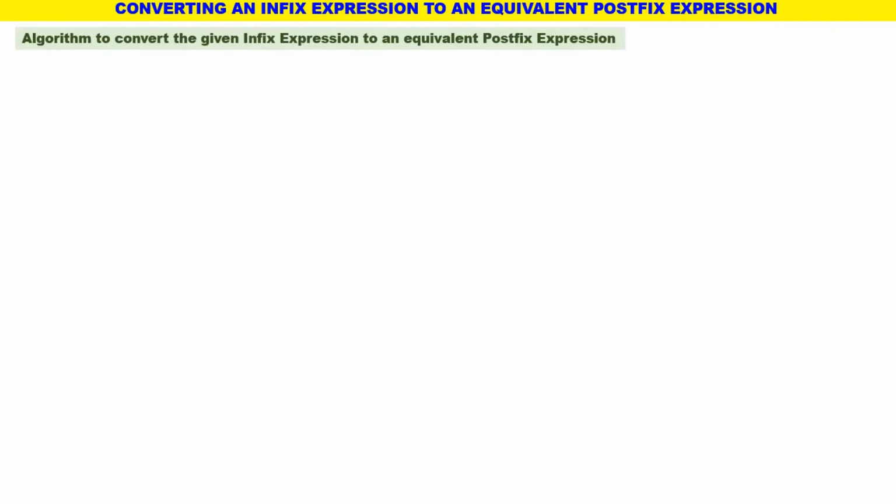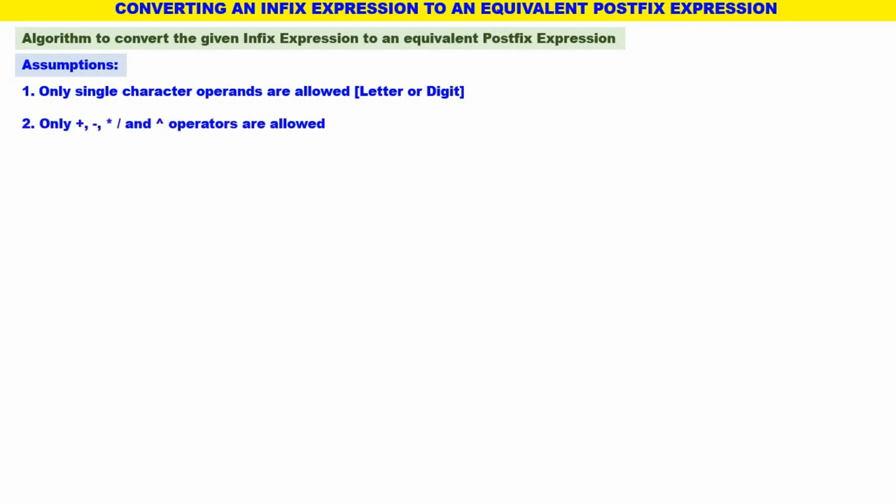Now we shall discuss the algorithm for converting a given infix expression to an equivalent postfix expression. There are some assumptions that we make. The first assumption is that only single character operands are allowed. The operand could be either a letter or a digit. Only the operators plus, minus, star, slash and power are allowed. Only these 5 operators are allowed.